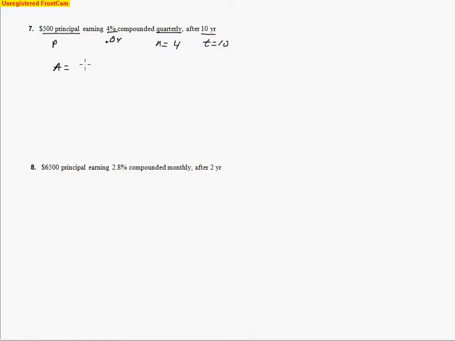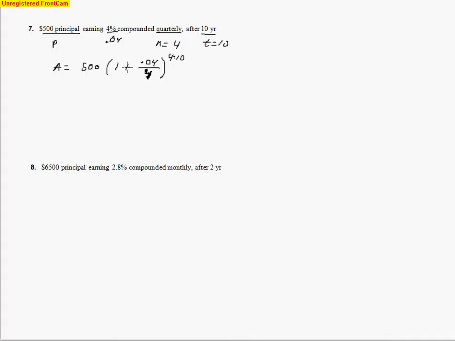So I've got 500 multiplied by 1 plus 0.04, but this time I really do have to do some division. I have to divide by 4. And I'm going to take that and bring it to the 4 times 10 power. So you can see this number is going to get smaller because I'm dividing it by 4, so it's not going to be as big of a number. So let me do that.